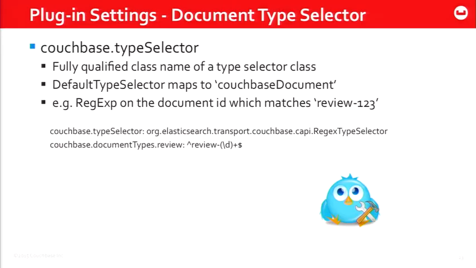Something which is cool and new in the 2.0 version is the Couchbase type selector. This means that you can, in a way, specify which keys should be mapped to which document type. As mentioned before, per default, it's Couchbase document, but sometimes you would like to have user objects indexed as users and not as Couchbase documents, for instance. In this case, based on key patterns, we have a type selector which is working on regular expressions, but you can indeed write your own type selectors.